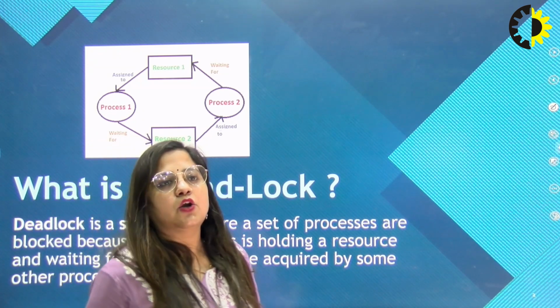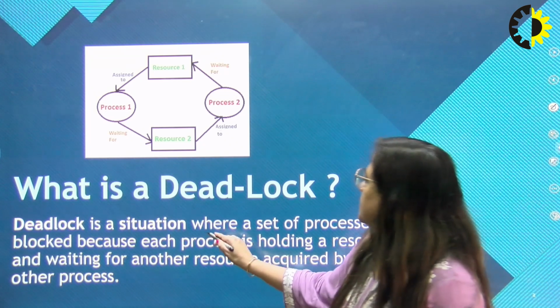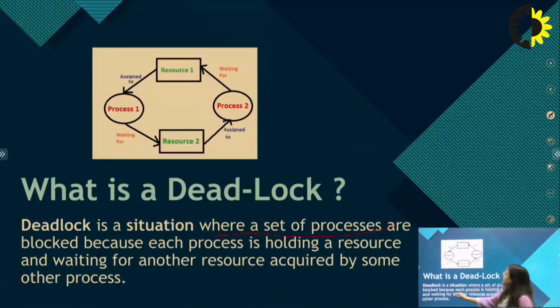So what is deadlock? Deadlock is the situation where a set of processes are blocked because each process is holding a resource and waiting for another resource. That resource is acquired by some other process. Now I will explain this definition by an example.